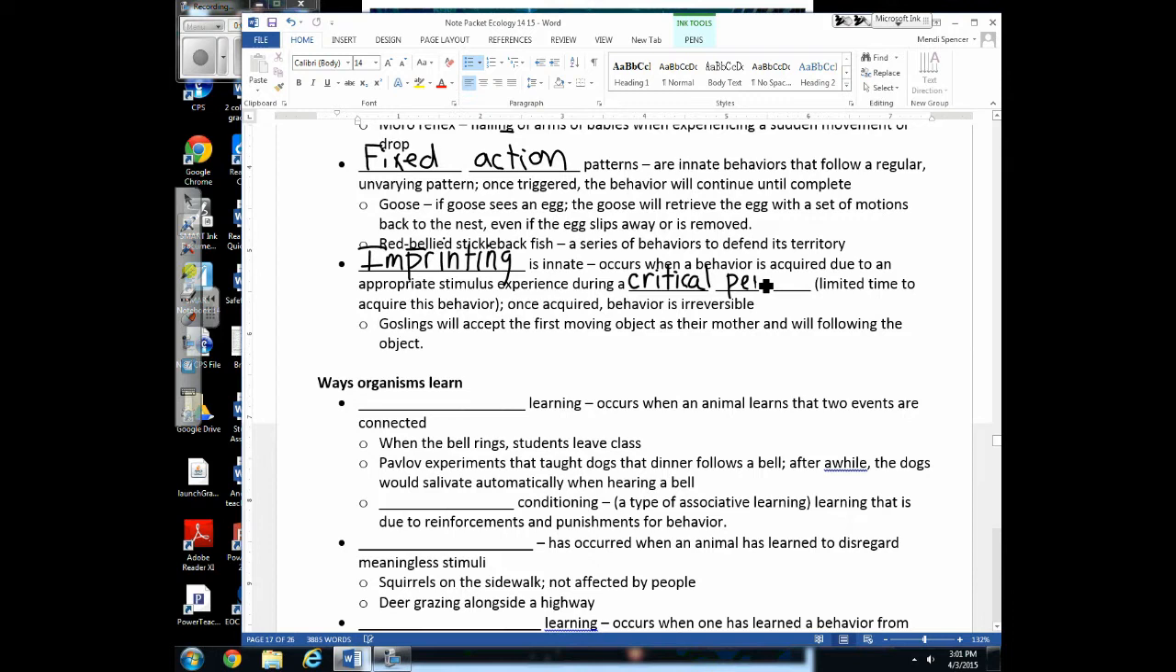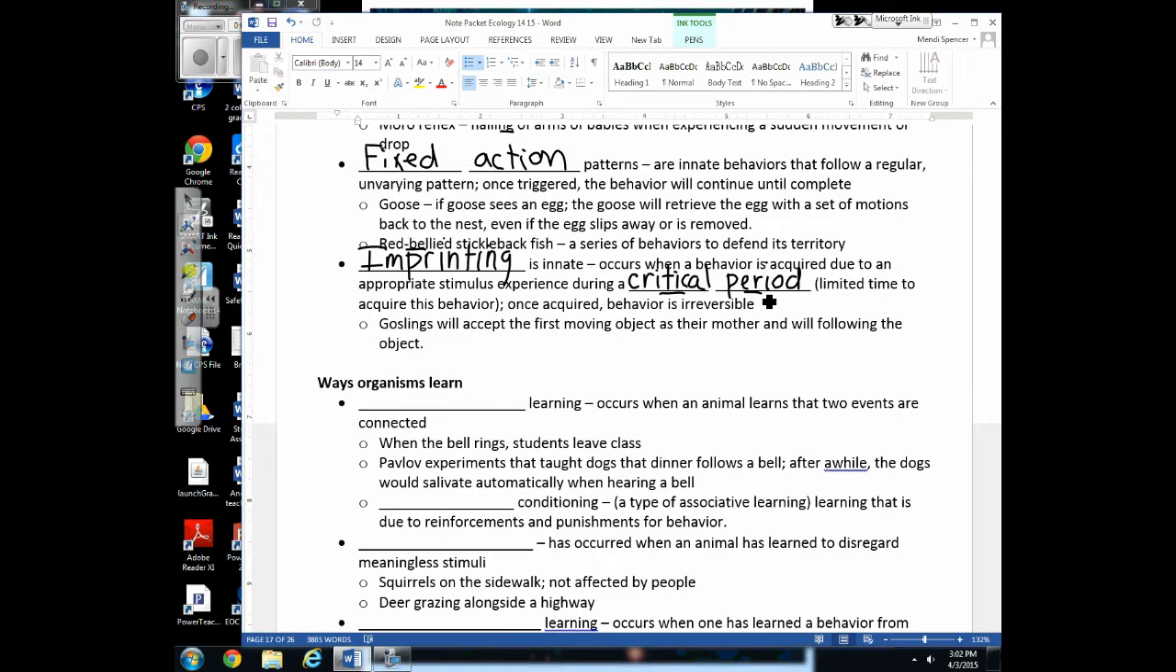So for example, whenever ducks first hatch out or goslings, the first object that moves, they recognize as their mother. And so one behavior associated with that is wherever this object goes, they will follow it. If no object moves for them to imprint on during a certain amount of time, then they'll never imprint on an object. So that's what I mean by this behavior has to be acquired during a critical period. If it's outside of the critical period, then this behavior will never occur. And like I said, this is irreversible.